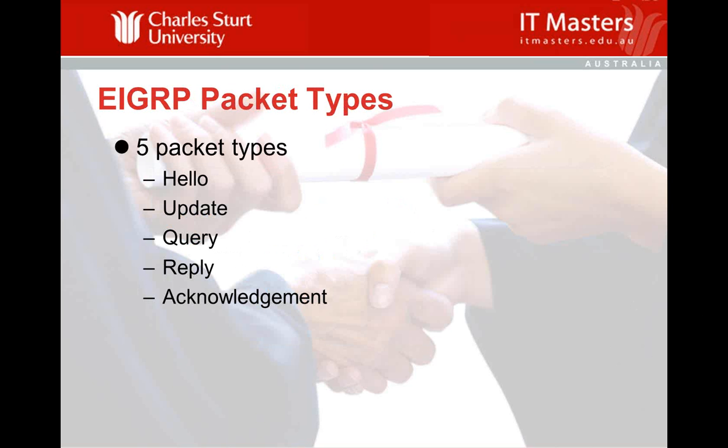Okay, so moving on. EIGRP uses five different packet types. There's a hello packet, which is multicast, an update packet, which can be unicast or multicast, a query packet, which is multicast, a reply packet, which is unicast, and an acknowledgement packet, which is unicast as well. So I'll get through these pretty quickly. You don't need to know a lot about these, but they're worthwhile understanding. A hello packet is used to form neighbor relationships, which we talked about a bit earlier. They're always sent to the multicast address 224.0.0.10.